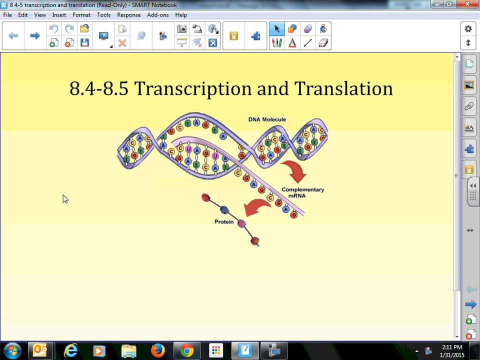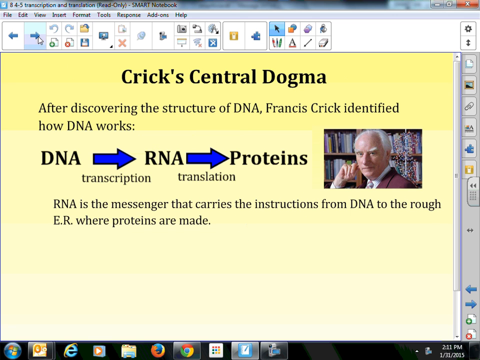Today's lesson, the final installment in the series, is on transcription and translation from both sections 8.4 and 8.5. And this deals mostly with how DNA actually works. We know the structure of DNA, we know how the pieces fit together, we know how it copies itself, but how does it work? How does it actually do its job to control traits? And that's where these two processes come in.